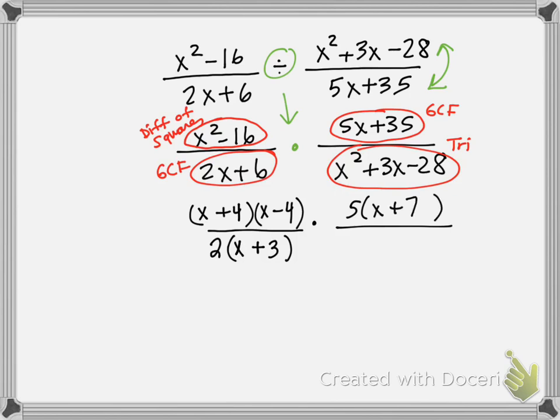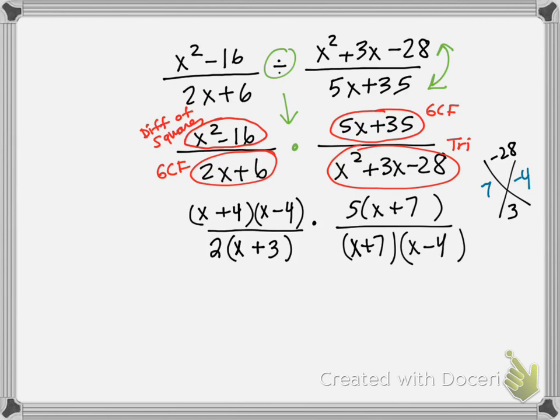x plus 7. And lastly, my denominator, I'm saying what multiplies to negative 28 and adds to 3. So that would be 7 and negative 4. So my two factors in the denominator would be x plus 7 and x minus 4.